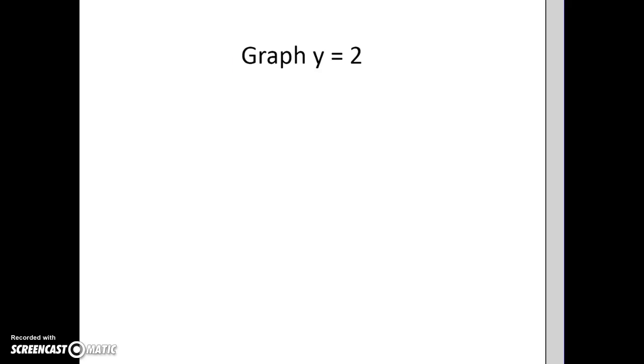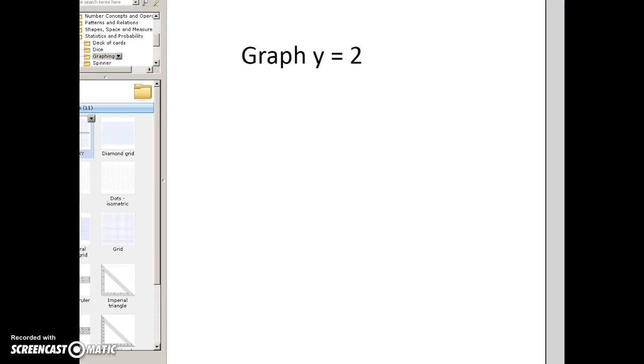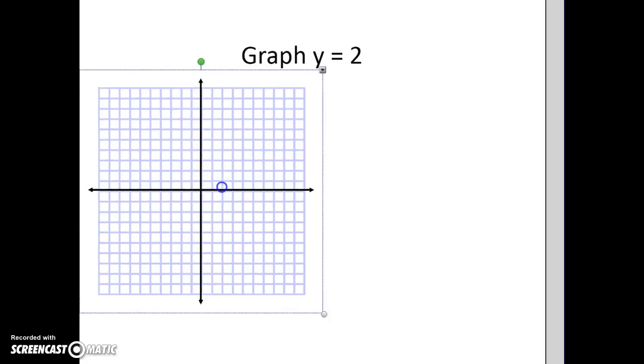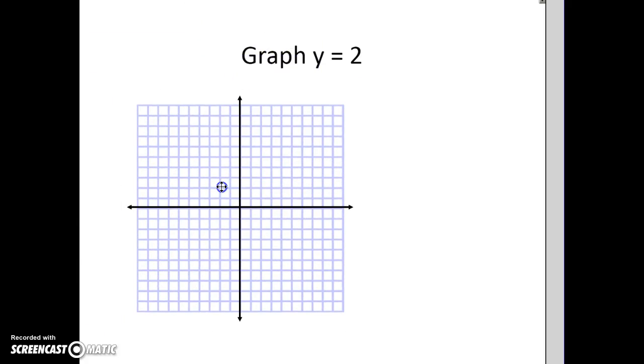The next one says graph y equals 2. Notice that this is an equation without an x. That means the slope is 0. Where y equals 2, I put a horizontal line. That wasn't drawn very well. It should be right on that line. That one looks a little better.